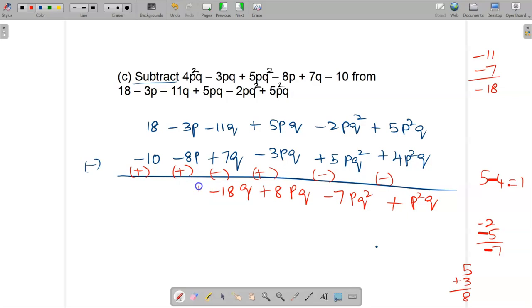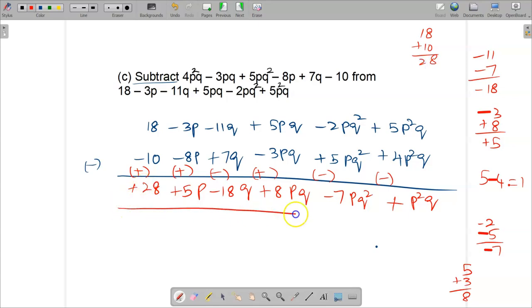Then coming to this term, the variable is p. What are the coefficients? It is minus 3 plus 8. What is 8 minus 3? It is plus 5. So here I have plus 5. Then it is the constant. There is no variable at all. So what are the terms available? It is plus 18 plus 10. So it is 28. So it is just plus 28. So this is the answer: 28 plus 5p minus 18q plus 8pq minus 7pq square plus p square q.